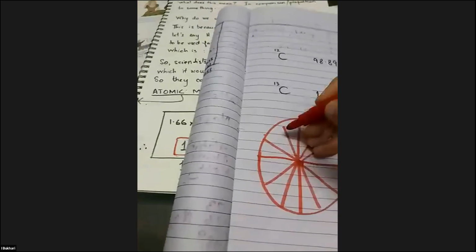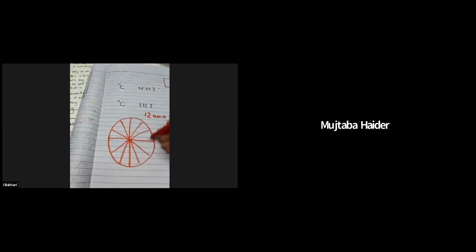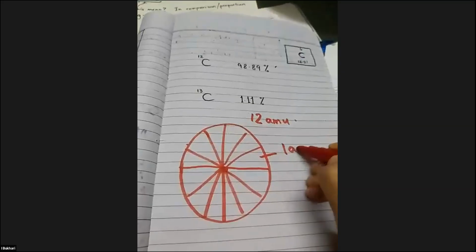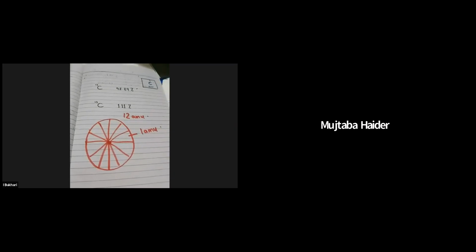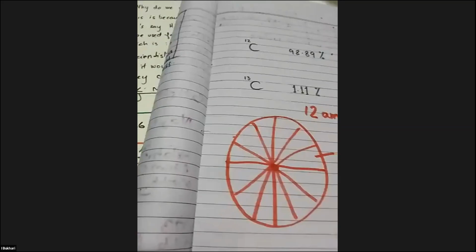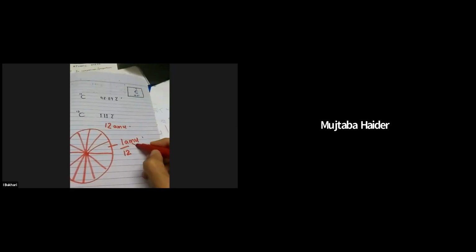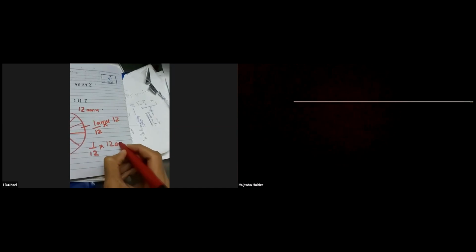Okay, if I divide this into 12 parts and assume that all these parts are equal, then this one part would be 1 AMU. So this is what they're saying. This is 1/12 of carbon-12. So 1/12 of 12 AMU will give you 1 AMU.